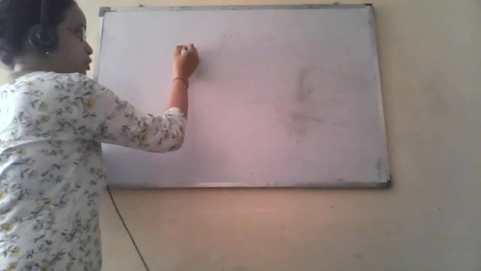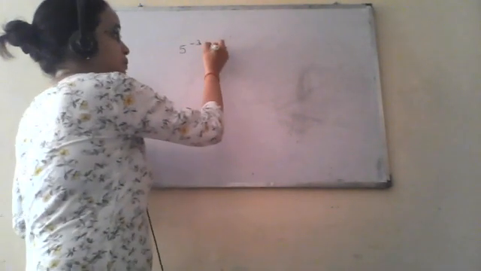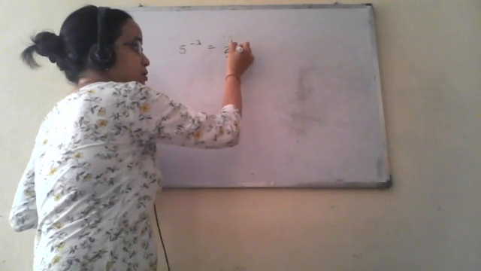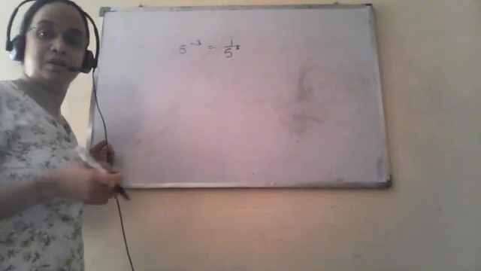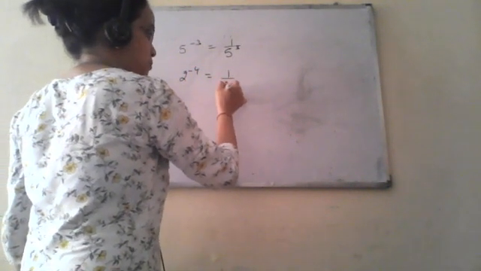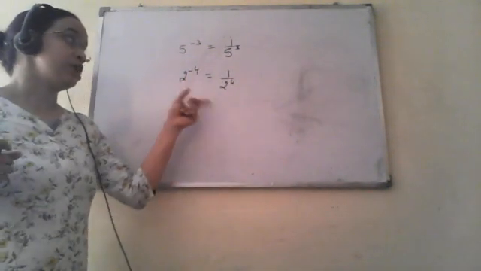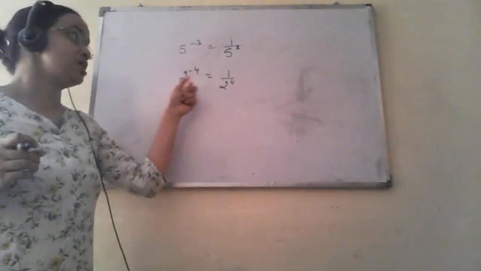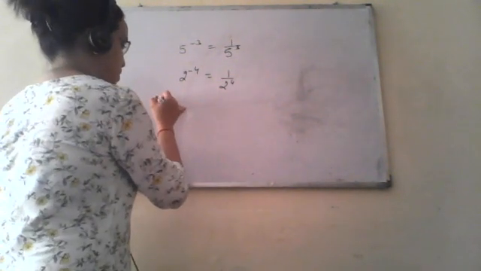Like we have 5 to the power minus 3. It means 1 upon 5 to the power 3. If we are writing 2 to the power minus 4, it means 1 upon 2 to the power 4. So what does it mean? This is the multiplicative inverse. Now what is multiplicative inverse?